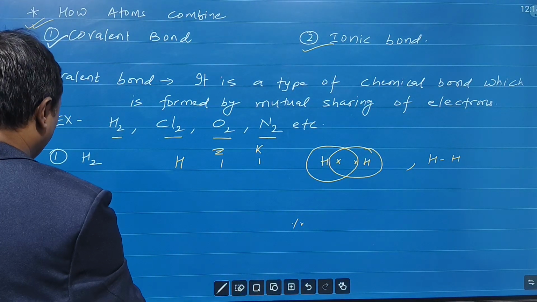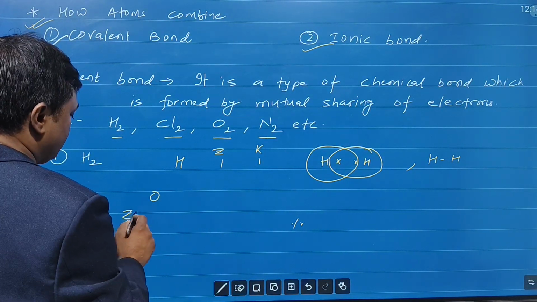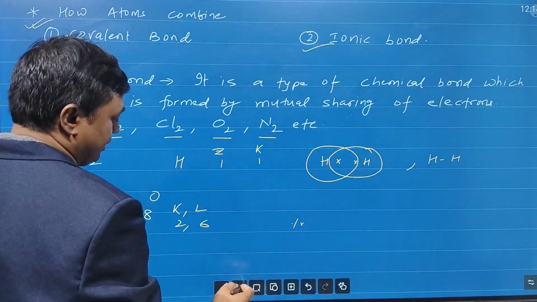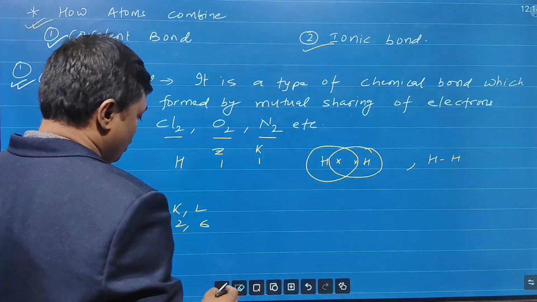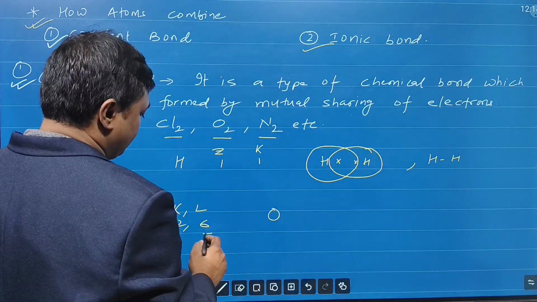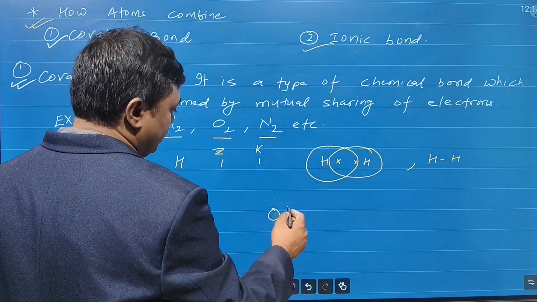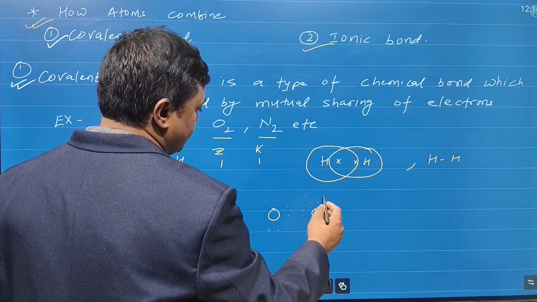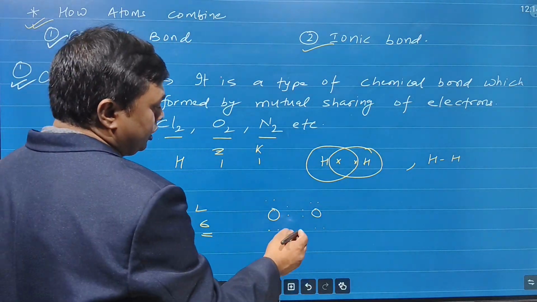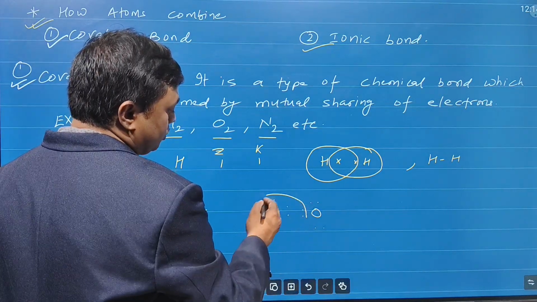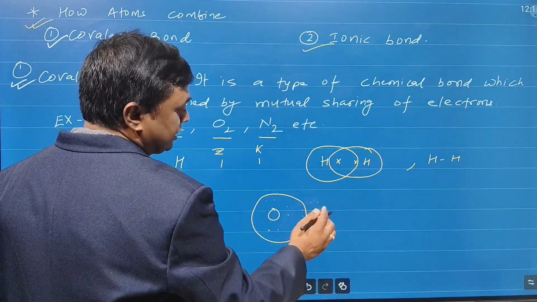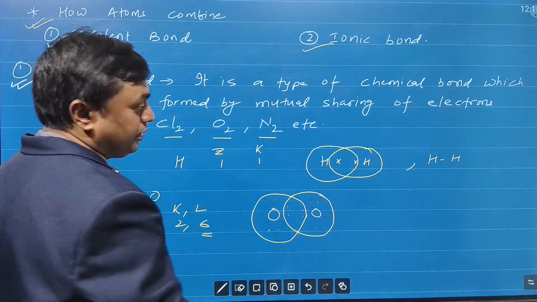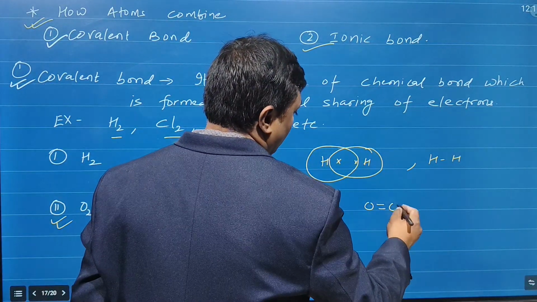Now coming to O2. Oxygen's atomic number is 8, so the electronic configuration is 2, 6. Oxygen has 6 valence electrons: 1, 2, 3, 4, 5, 6. Here also, 1, 2, 3, 4, 5, 6. To become stable, it will take 2 more, 6 plus 2, 8 electrons. Similarly, the other atom has 6 and takes 2, 6 plus 2, 8 electrons. As two pairs of electrons are shared here, it is a double bond.